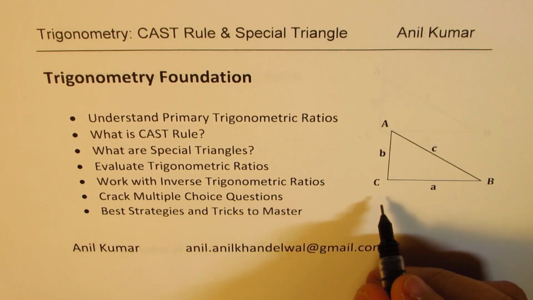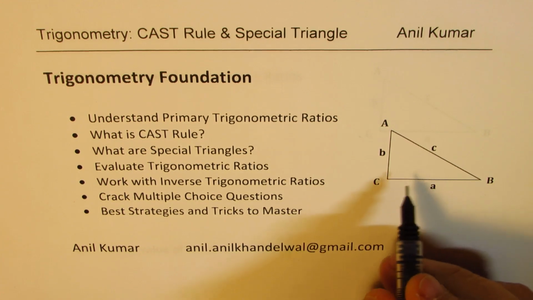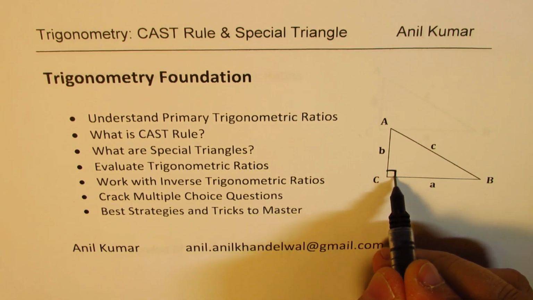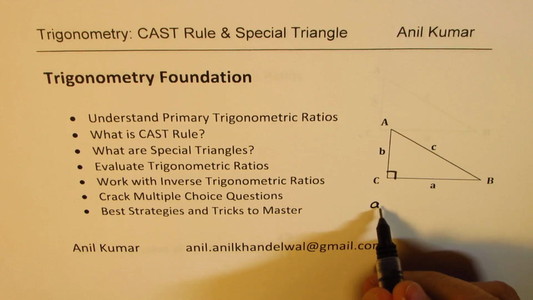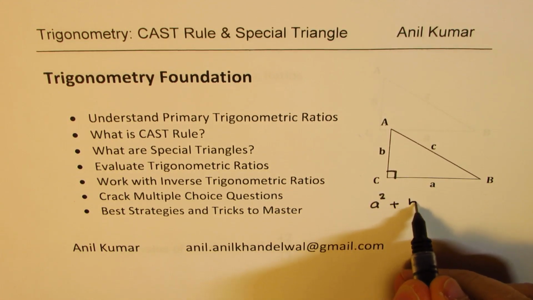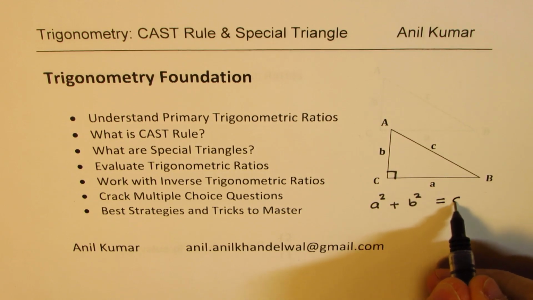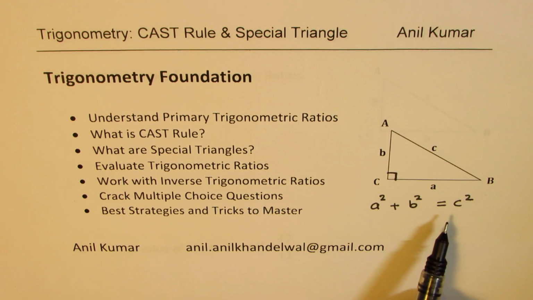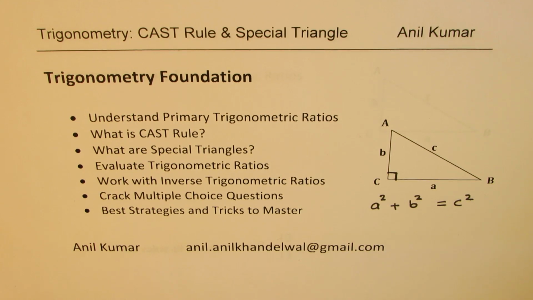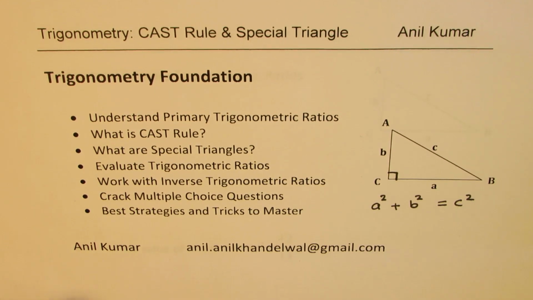What you need? You only need to know that in a right triangle, as shown here, we'll be working with, most of the time, the sum of squares of two sides, a square plus b square, is equal to c square, the Pythagorean theorem. That is the basic which you should know before we begin this unit on trigonometry.